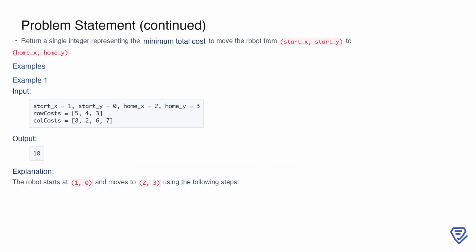The output for this problem is a single integer, which represents the minimum cost of moving the robot from its starting cell to its home cell. Let's take a look at some examples to better understand how this works. In the first example, the robot starts at 1, 0, and needs to reach 2, 3. We are provided with the following costs: row costs equals 5, 4, 3, and column costs equals 8, 2, 6, 7. Based on these inputs, we will determine the steps the robot takes and calculate the cost of each move.